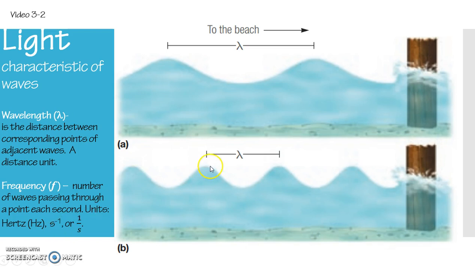This is a good diagram showing the wavelength. Wavelength is designated with a Greek symbol called lambda, and it's the distance between a crest and a crest of a wave. It's probably easiest to measure it crest to crest, or it could be trough to trough.